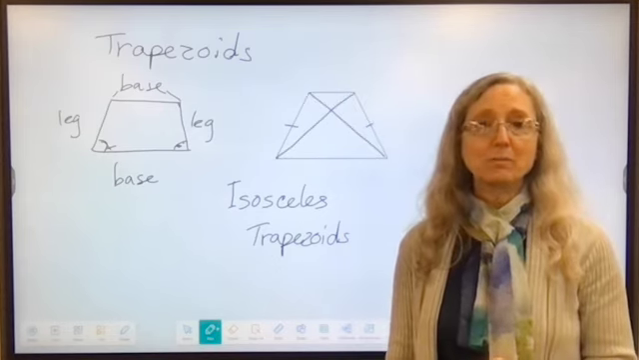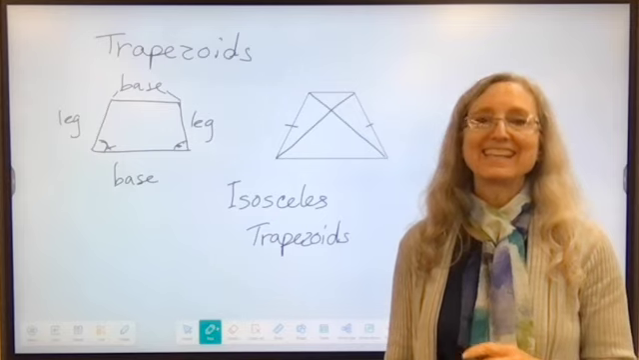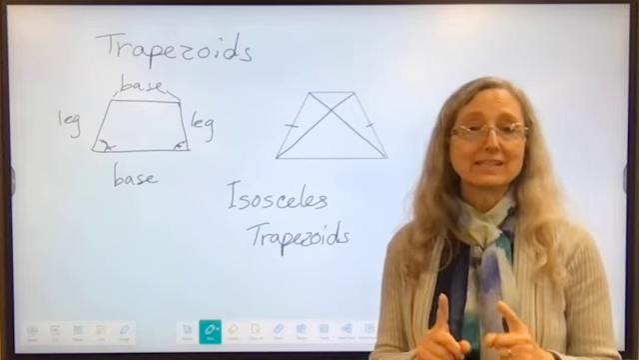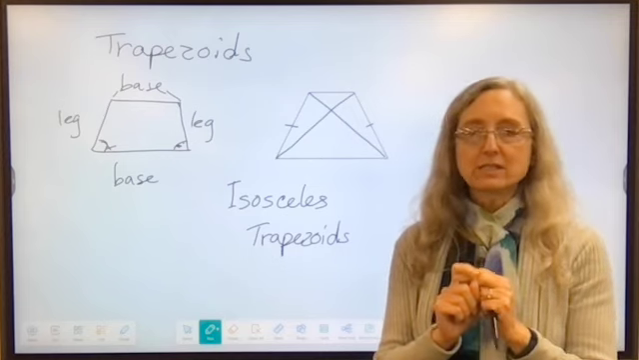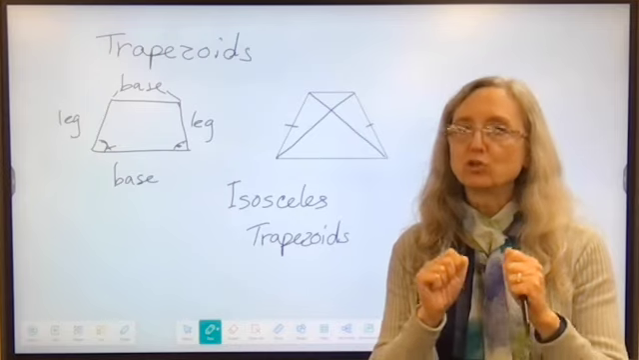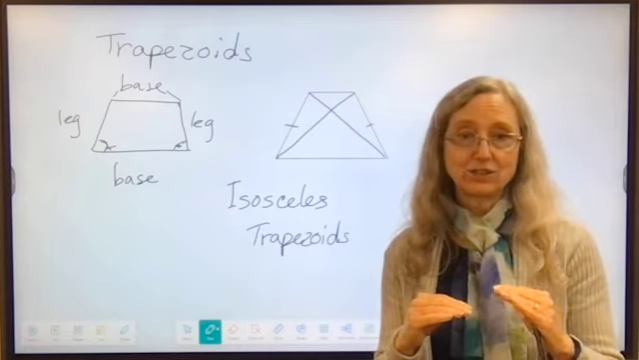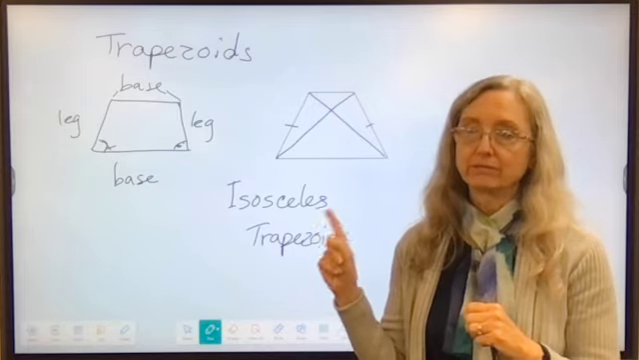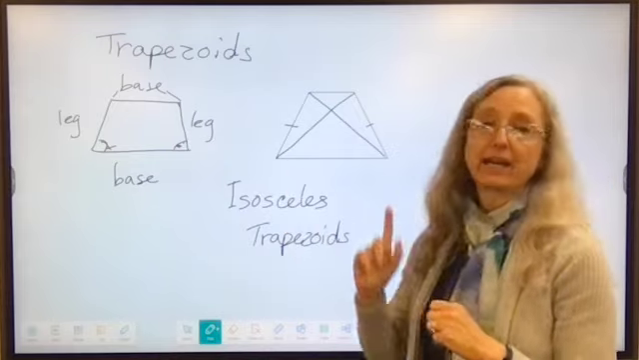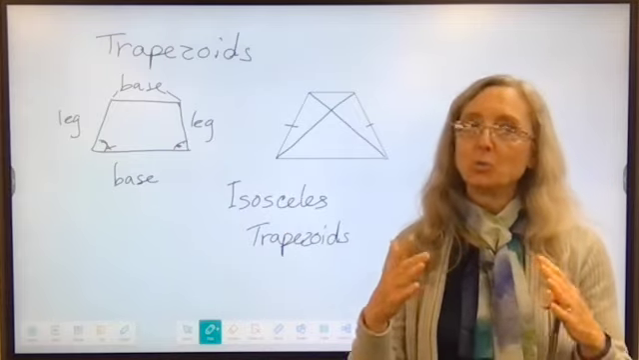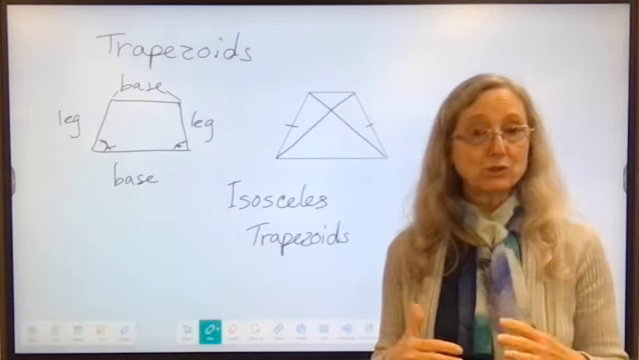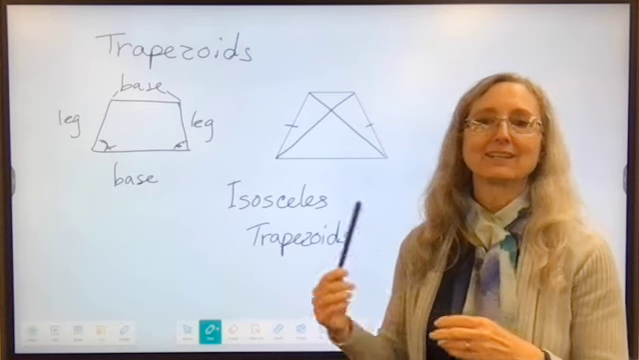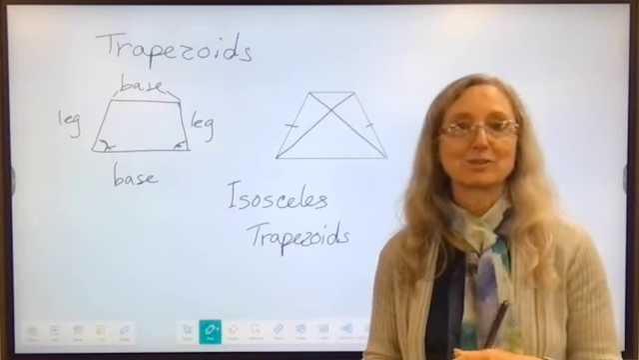Another thing that's true about isosceles trapezoids is the diagonals are congruent. That's one way that it is like a rectangle. This is not a parallelogram. The diagonals do not bisect each other. But if it's isosceles, and only if it's isosceles, then the diagonals are congruent, which means if I have a trapezoid and the diagonals are congruent, then it will be an isosceles trapezoid.